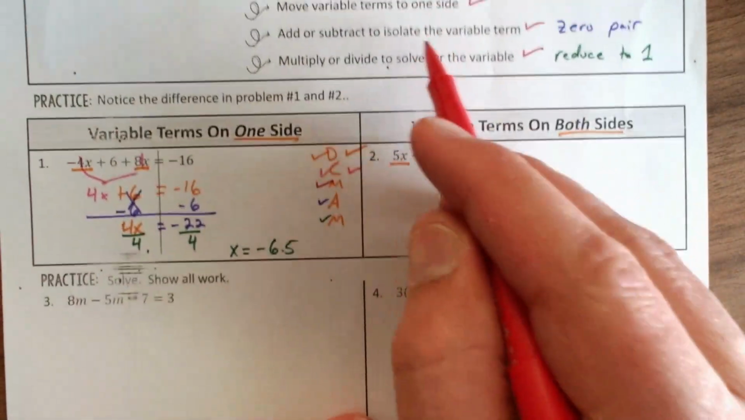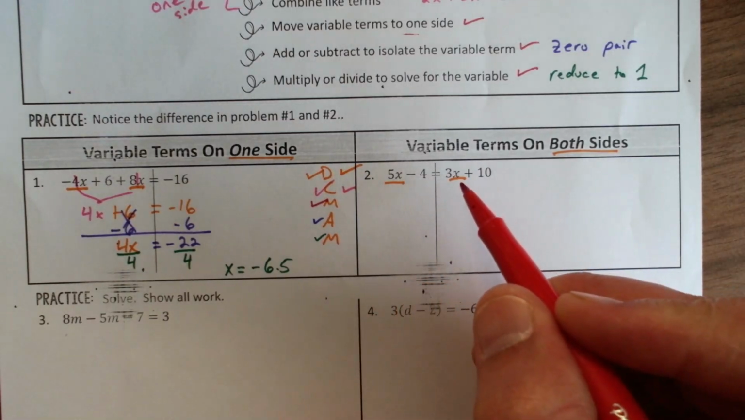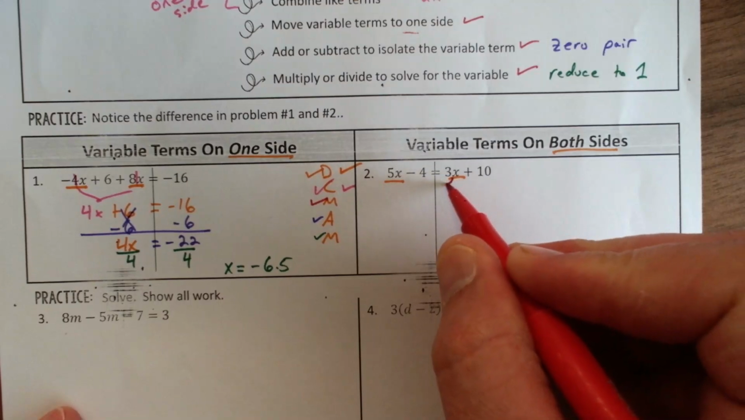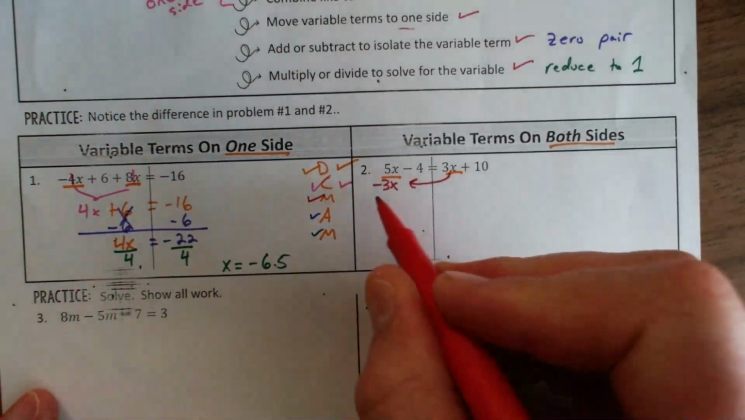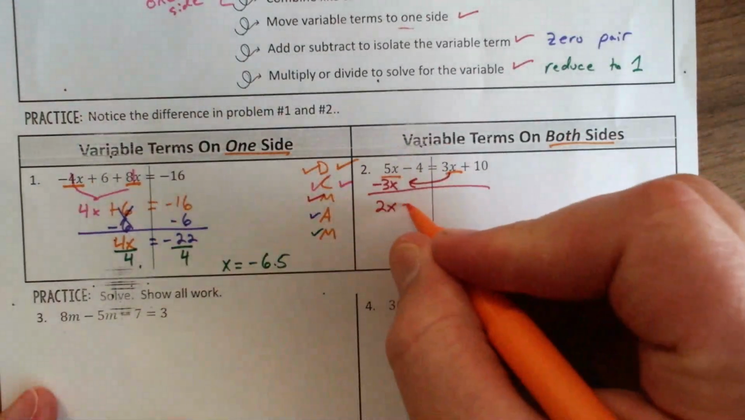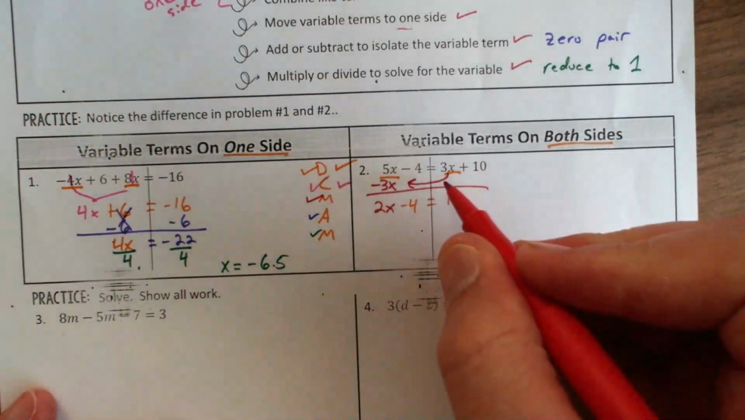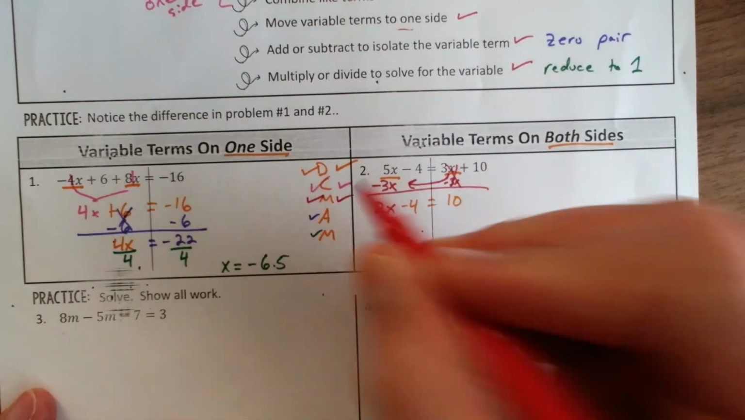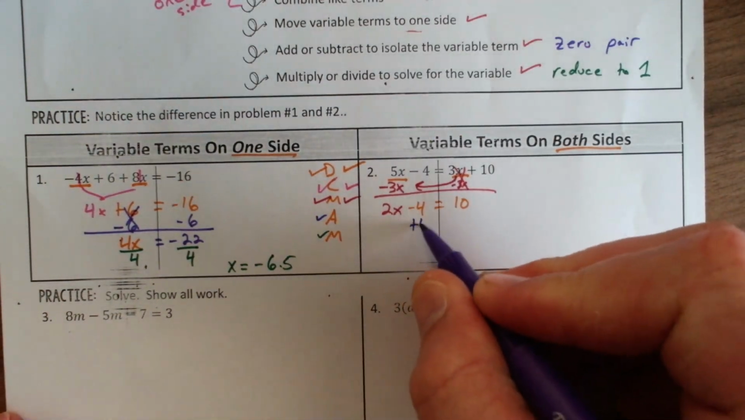Now I move the variables to one side. I have variables on both sides. I have a 5x over here. I have a 3x over here. I always want to move the smaller value. When I move this 3x, it becomes a negative 3x. 5x minus 3x is 2x. Nothing happens with this negative 4. Nothing happens with this 10. So when I move it, I am subtracting 3x from both sides, and it's another zero pair. And now, again, I'm back to my two-step problem. I add 4 to both sides.